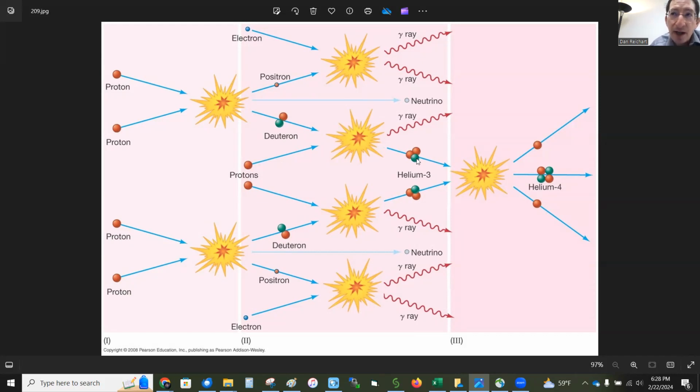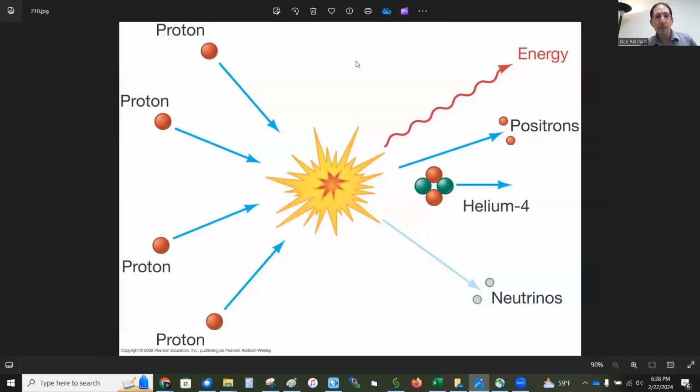Once you have 2 protons, you're now helium. As you change the number of protons, you change the element. And then finally, this helium will find another helium, making a helium-4 and spitting out 2 extra protons that get thrown back in the mix. Those 2 protons were just catalysts. So overall, you end up with 4 protons coming in and helium-4 coming out. This is the simplified version.